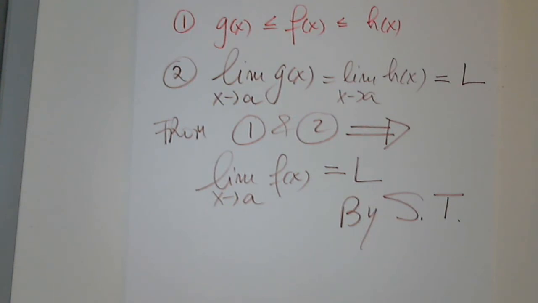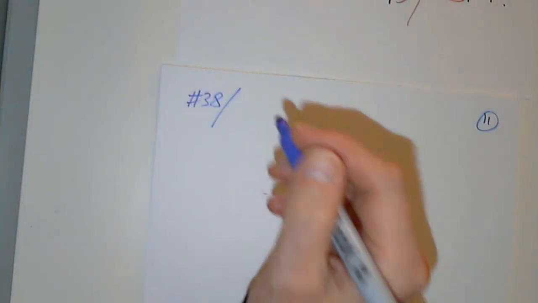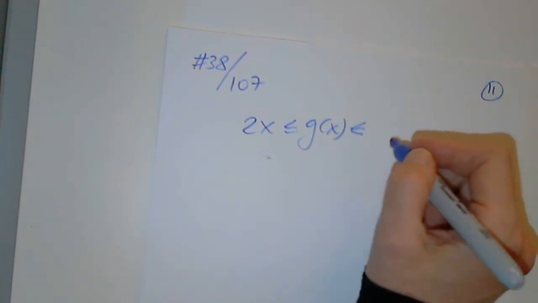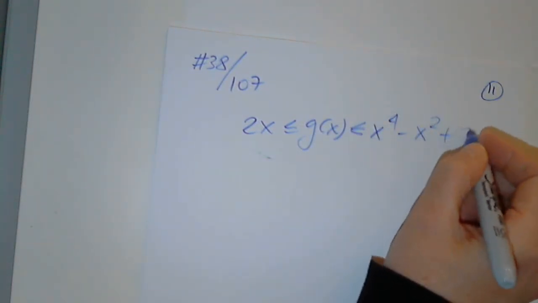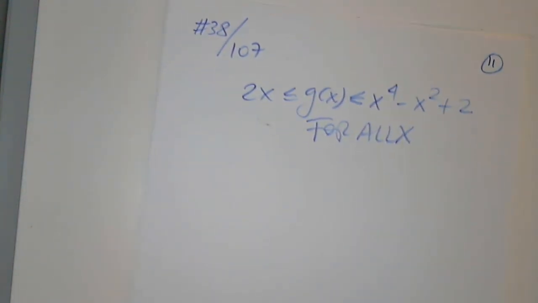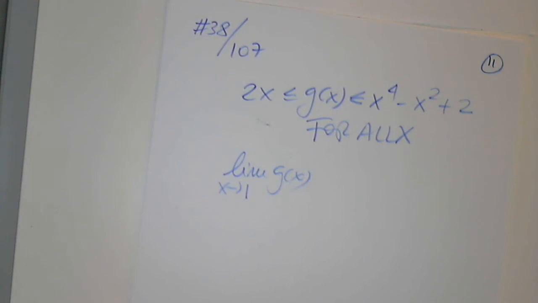Okay, so let me start with an example in which we don't even have the function. We don't even have this function. This is problem 38 on page 107. And here is what we're given. We're given 2x less than or equal to g of x less than or equal to x to the 4th minus x squared plus 2. It says for all x, we're asked to find the limit of g of x as x approaches 1 from either side.